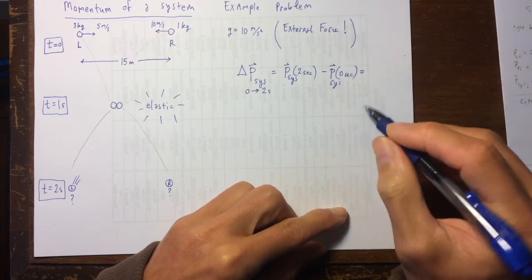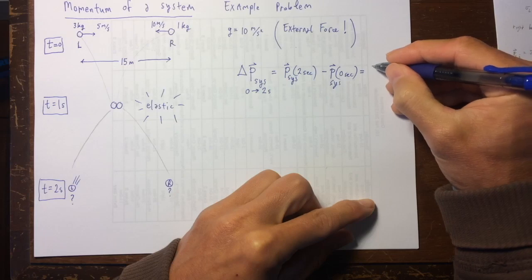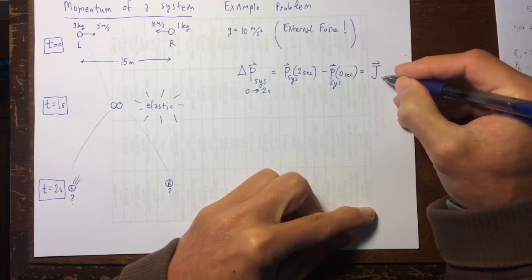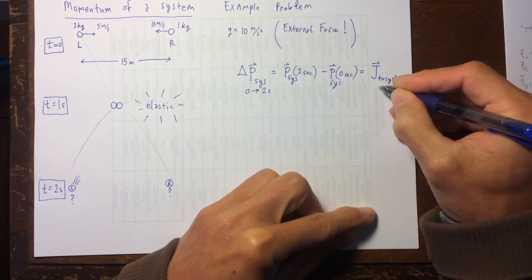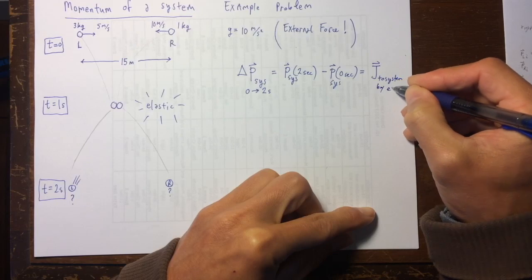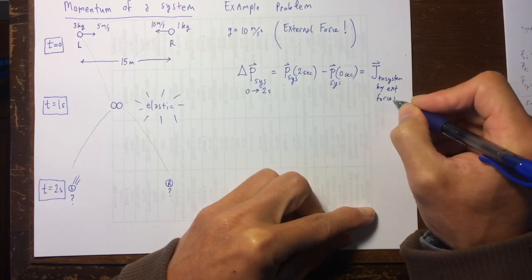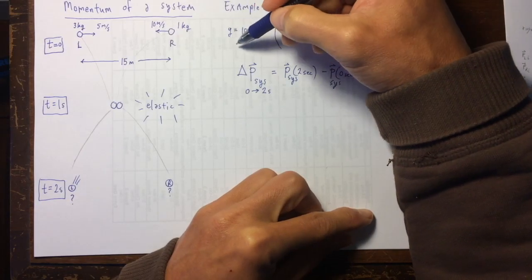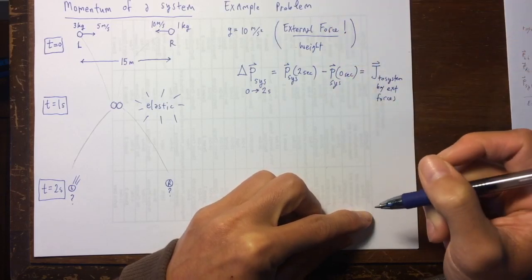This is the system momentum. And the change in the system momentum is because of an impulse delivered to the system by external forces. And the external force that we are paying attention to is actually the weight force. So you'll see this come in a little bit.